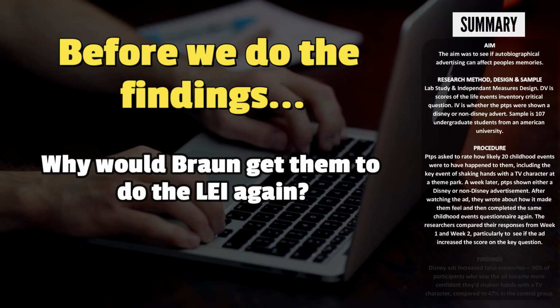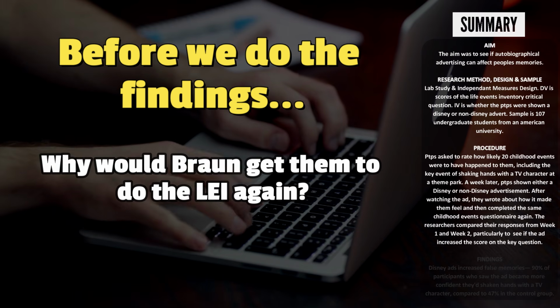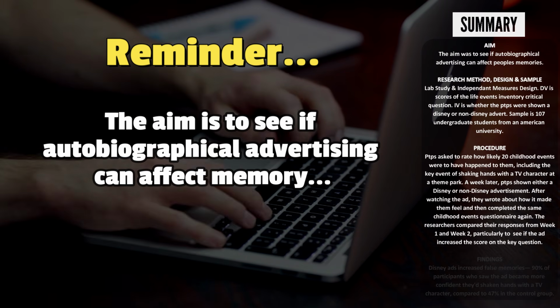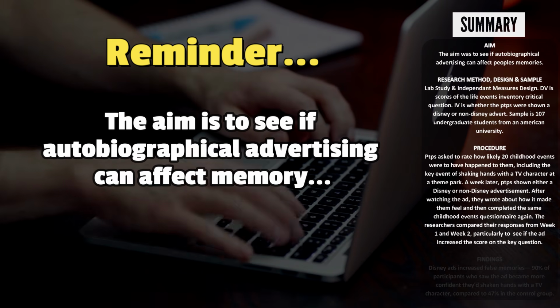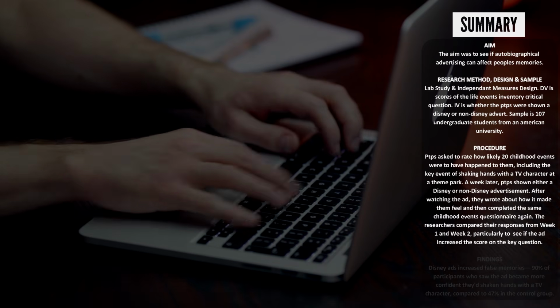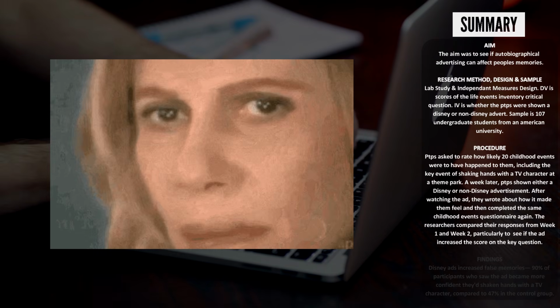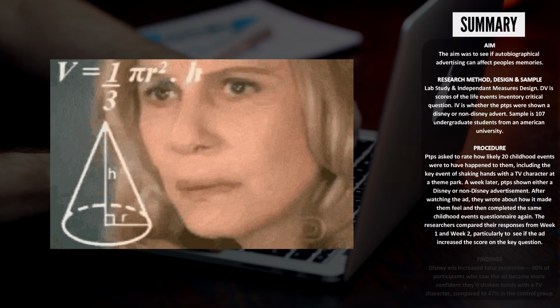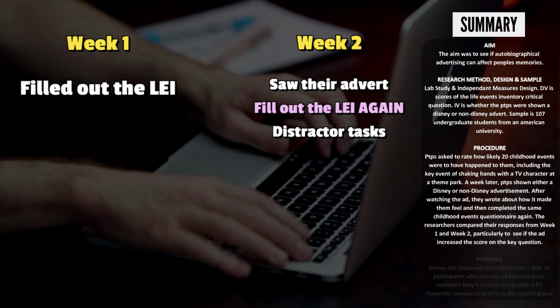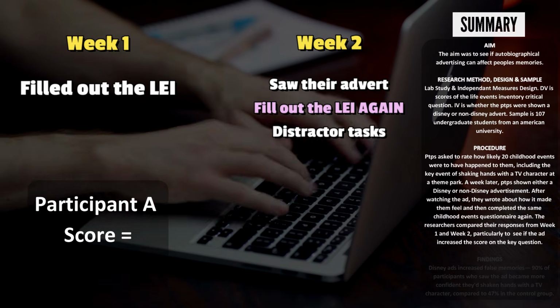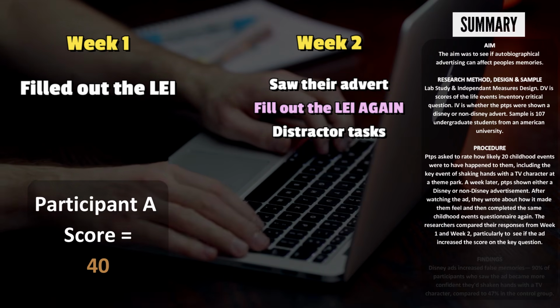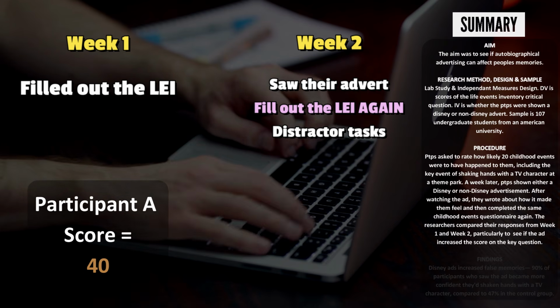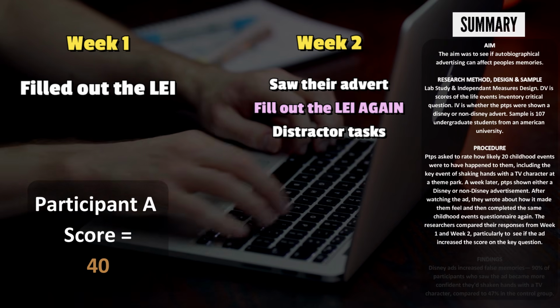Now, why would they get them to do the life events inventory again? Now remember, the purpose of the study is to figure out if we could alter someone's memory using an autobiographical advert. So now that we've shown them a Disney advert, is their recollection of childhood events different? What do I mean by that? Well, let's say in week 1, participant A said that they were 40 out of 100 sure that they had met and shaken hands with a favourite TV character at a theme park.